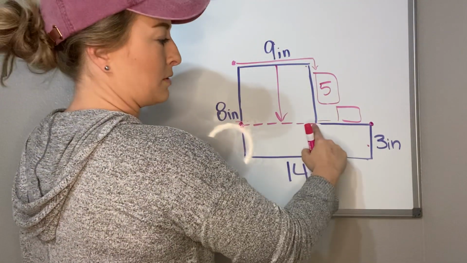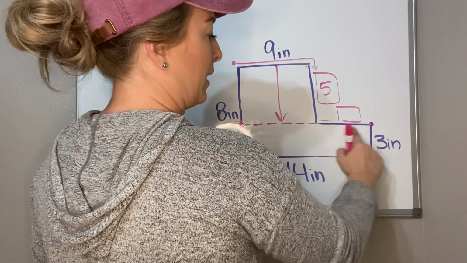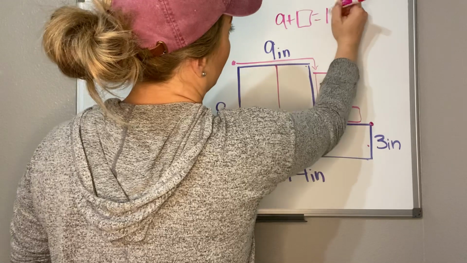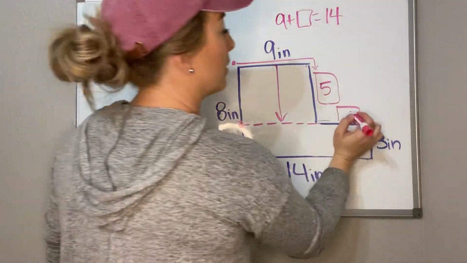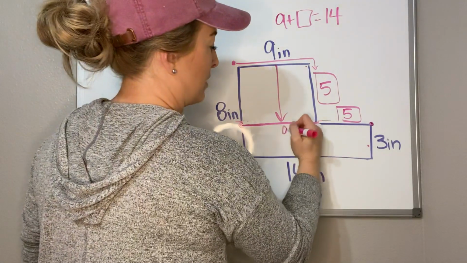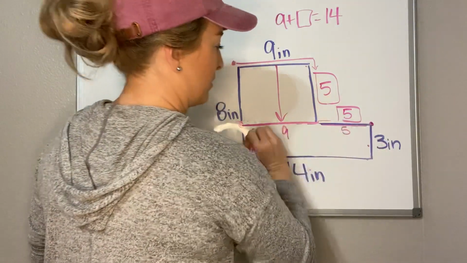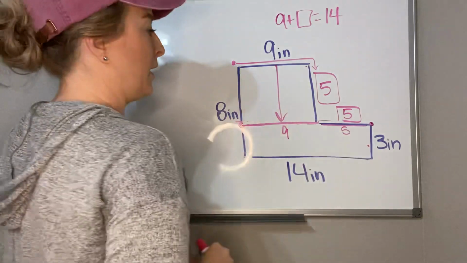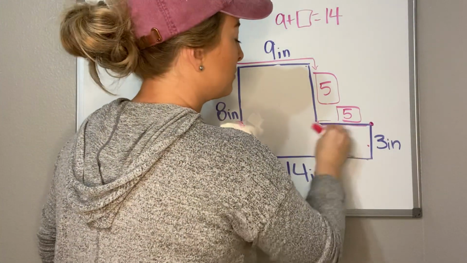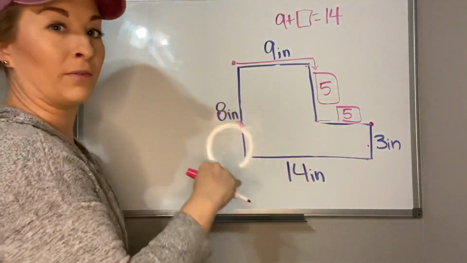So if I have 9 so far, how much do I need to get to 14? So 9 plus something equals 14. And the answer is 5. That means this is 9 and this is 5. And together it's 14. Okay? So now that I have all of my blanks filled in, now I can continue traveling around my shape.